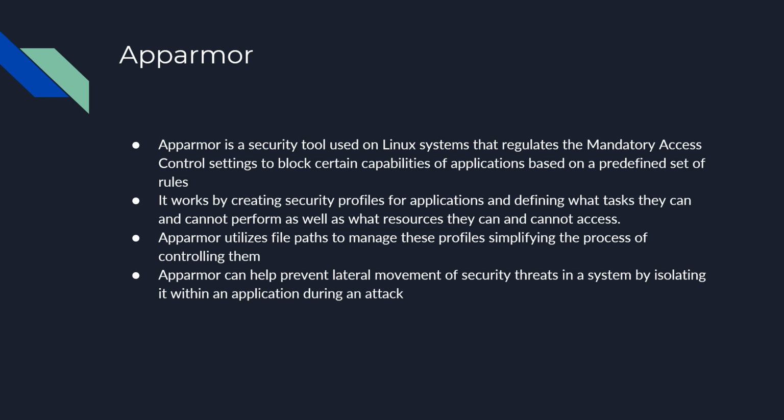AppArmor is a security tool used on Linux systems that regulates the mandatory access control settings to block certain capabilities of applications based on a predefined set of rules. It works by creating security profiles for applications and defining what tasks they can and cannot perform, as well as what resources they can and cannot access. AppArmor utilizes file paths to manage these profiles, simplifying the process of controlling them. It can help prevent lateral movement of security threats in a system by isolating it within an application during an attack.